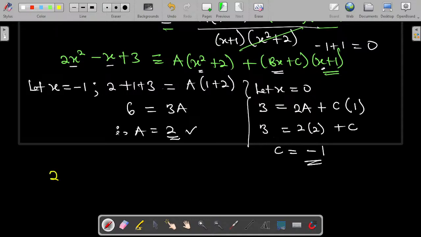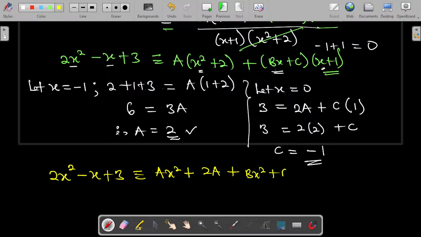So this is going to give us 2x squared plus 3 is equivalent to, if I expand this, I'm going to have ax squared plus 2a, then plus here, if I expand this one, bx will multiply x, and that will give me bx squared. bx will multiply 1, and that will give me bx. Then c will multiply x to give me cx, and c will multiply 1 to give me c.